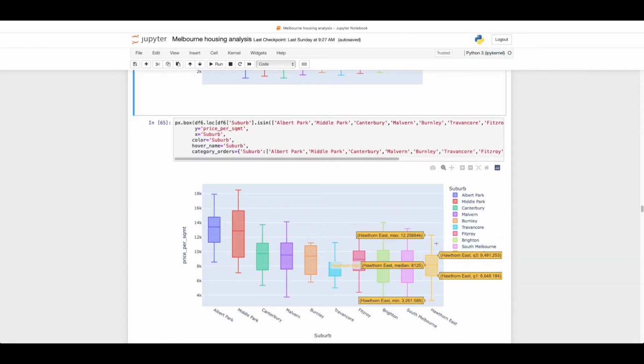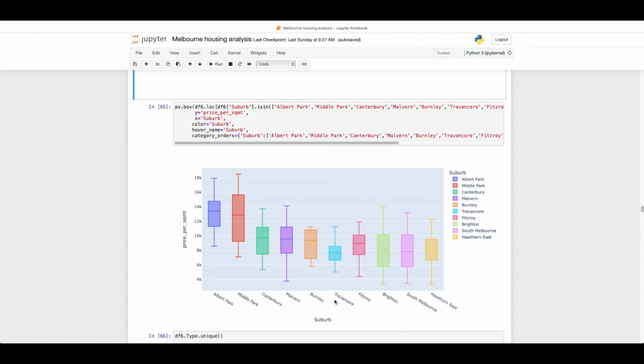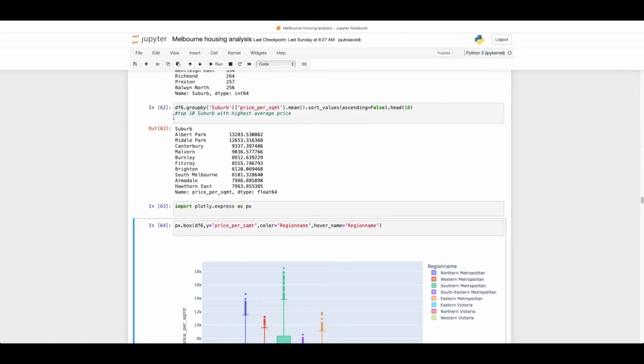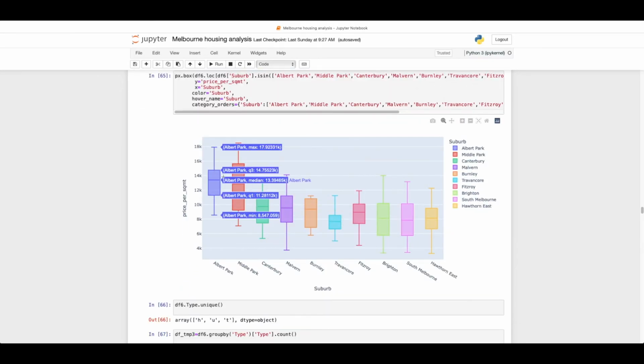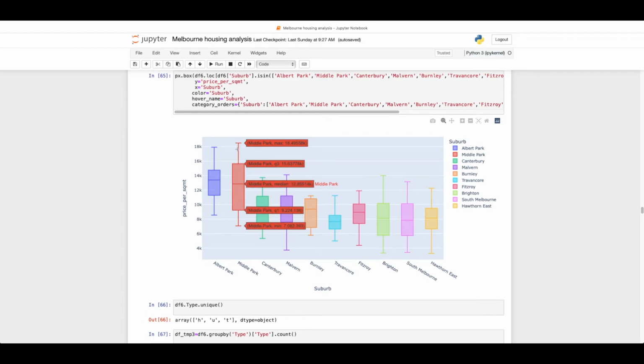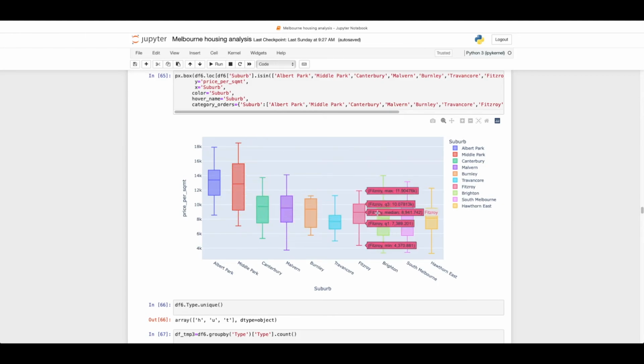Okay, moving on. The next chart is the top 10 suburbs. Albert Park, Meadow Park. It's also the top. Here we calculate the top 10 suburbs with the highest average price, right? And here I want to check the median price. Albert Park and Meadow Park also have the highest median price. However, here we can see the price spread, right? Meadow Park has a wider spread compared to other suburbs.